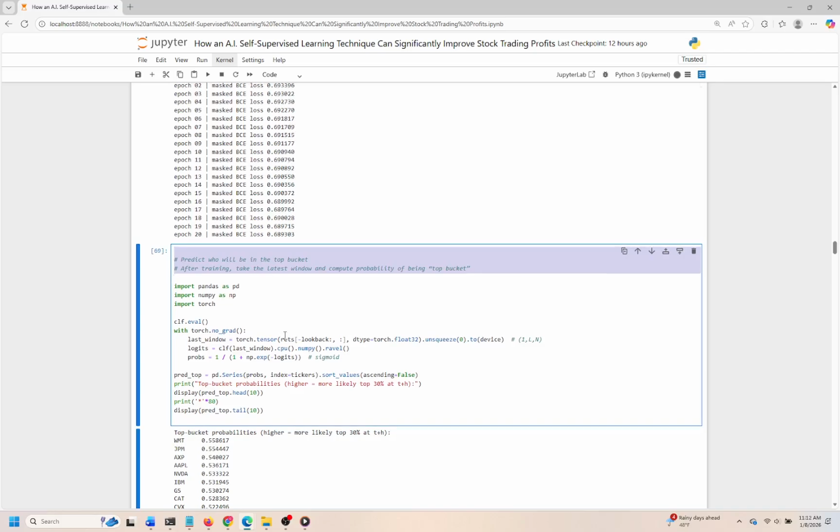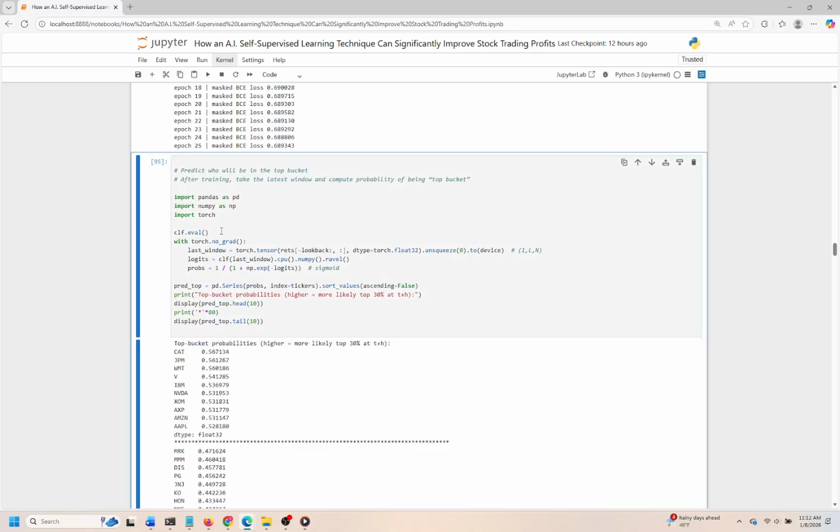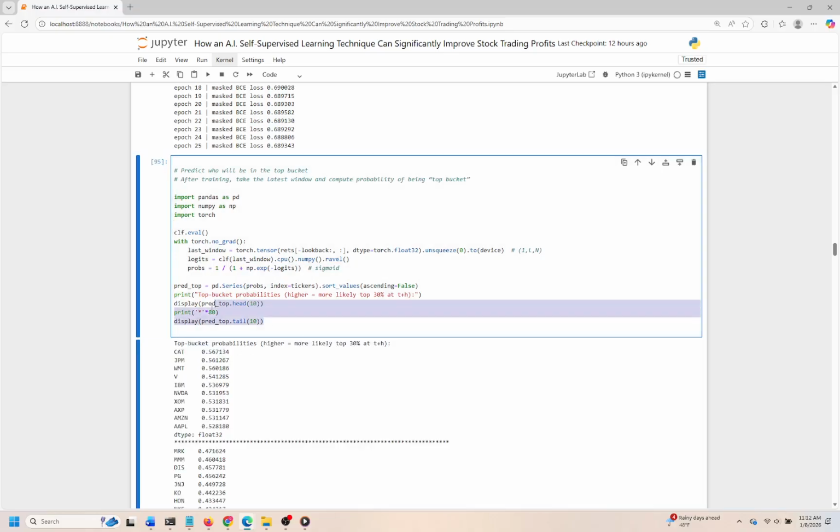We begin by setting the model to evaluation mode, which is crucial for inference, as it disables elements like dropout that are only intended for training. Then, we encapsulate the latest observations in the variable last window, transforming it into a tensor format compatible with our model. It's essential to ensure that our data is properly shaped. Here, we're adding an additional dimension to comply with the model's expected input structure.